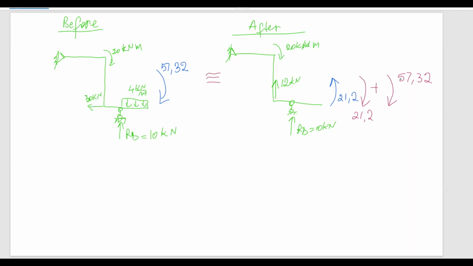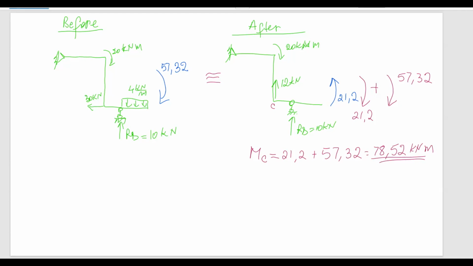So, which means that in order for these two systems to be equivalent, I have to add a moment at point C in the second system of, so moment C of 21.2 plus 57.32. And I hope my calculations are correct, because I should get the same value, 78.52 kilonewton meters.